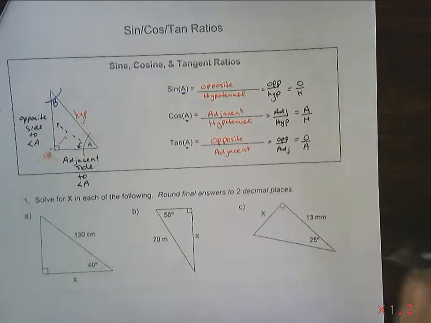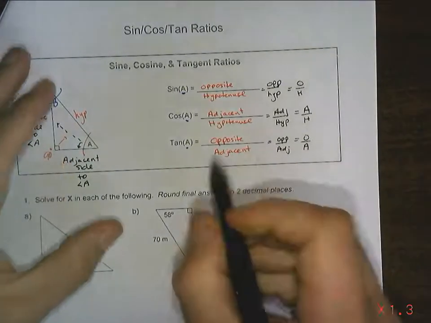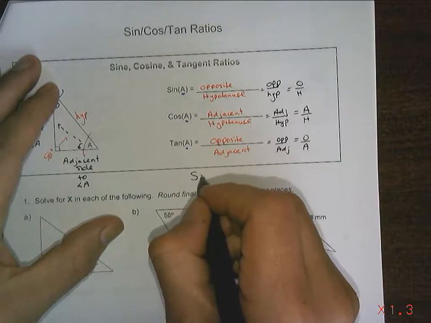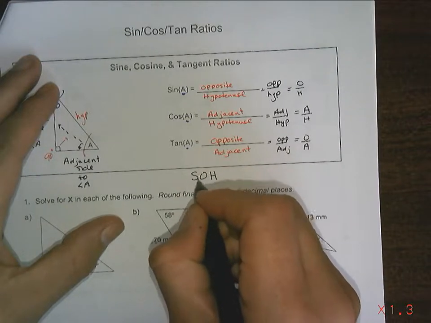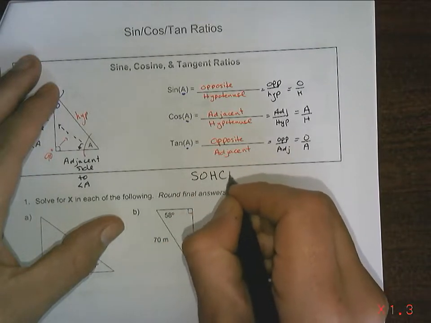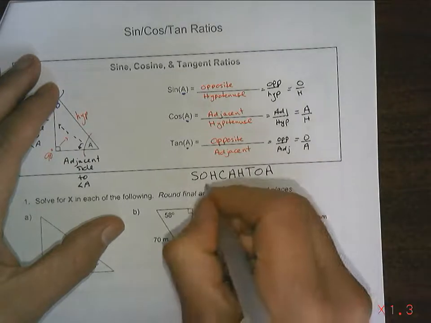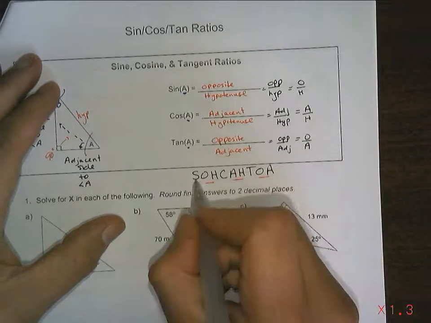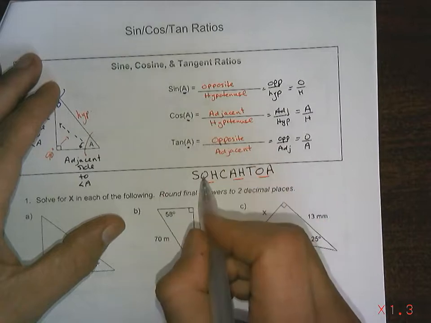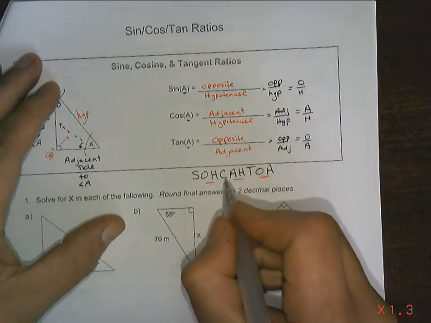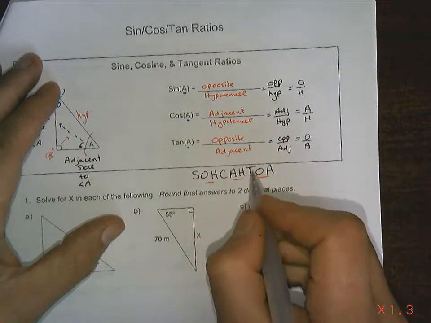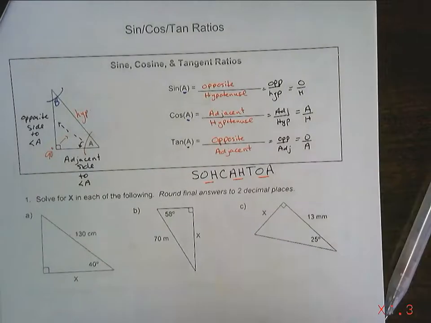Now, there's a way of memorizing this, and that's called SOHCAHTOA. It's not really a word, it's an acronym. And what it does is it helps you remember that sine, not sin, sine is opposite over hypotenuse, that cosine is adjacent over hypotenuse, and tangent is opposite over adjacent. And you have to know that. You can't do these questions without knowing it, and you're just going to have to know that information really well. So let's take a look at a couple of questions.